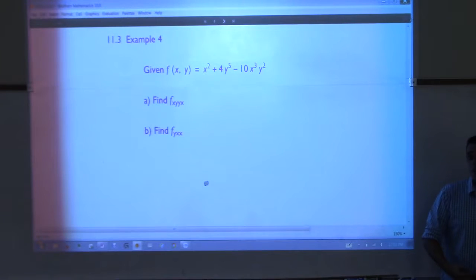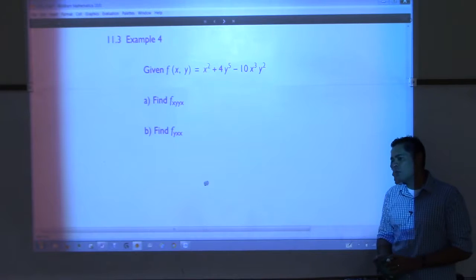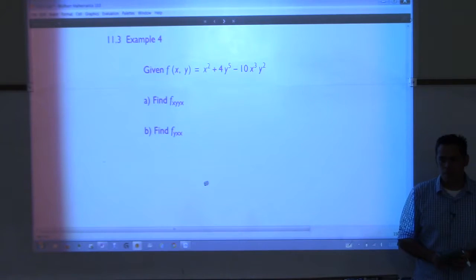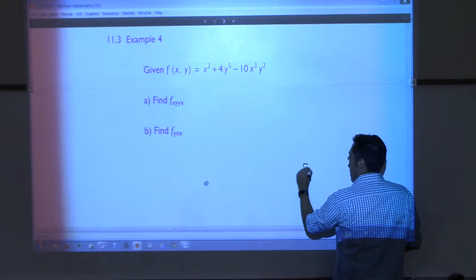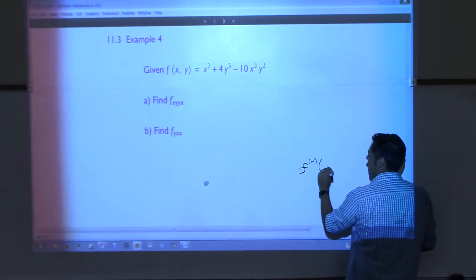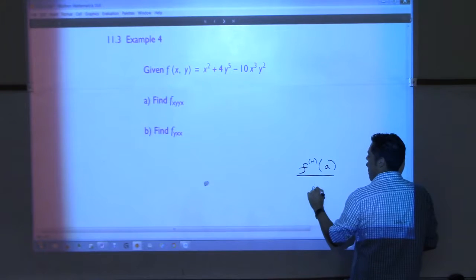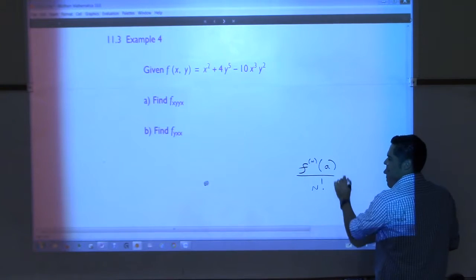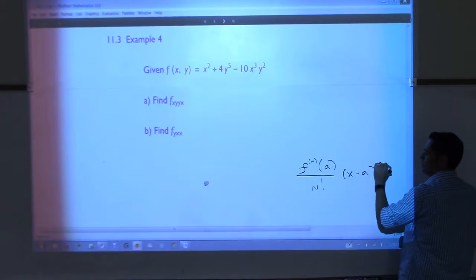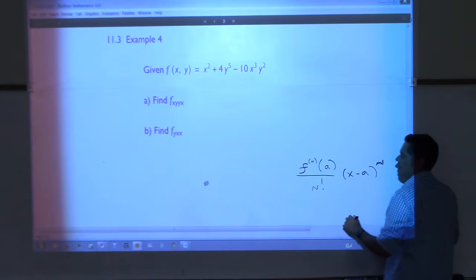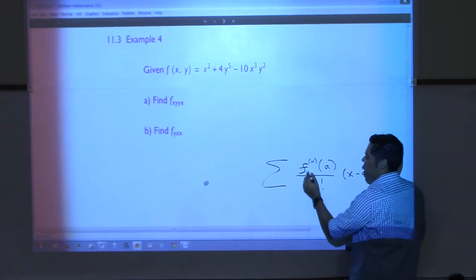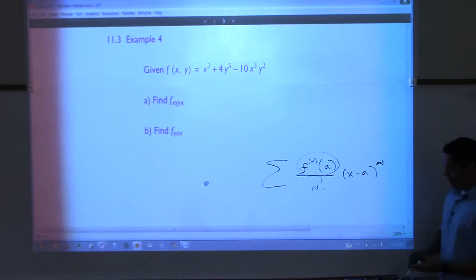I hope you remember this from Cal 2. When you were trying to find the Taylor or Maclaurin series, you had to do a formula that looked like this. That's n, it's a summation. And you tried to come up with that formula. And so what you did is you took successive derivatives over and over and tried to find a pattern.